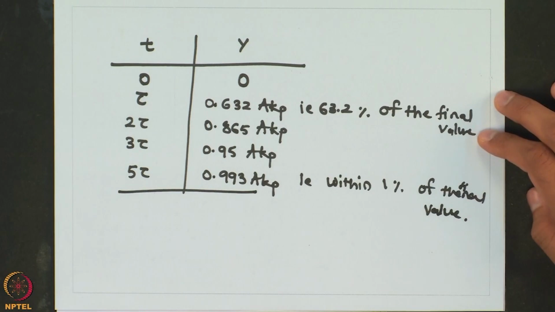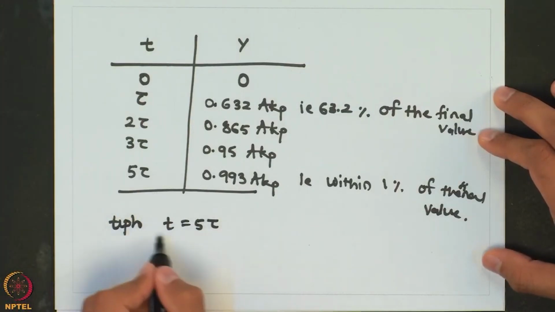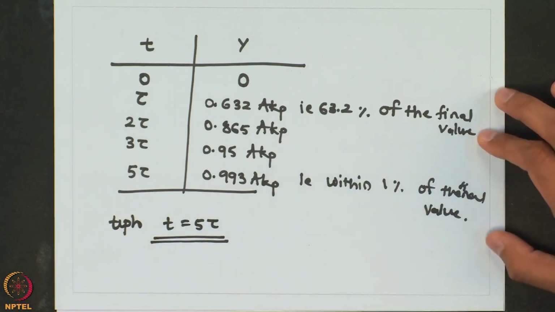So, for all practical purposes, that is almost equivalent to considering the final value. We do not need to consider the response up to infinite time. We typically would consider the response up to t equal to 5 tau, which tells you that the system has reached the final value. So, the speed of response of a first order system is directly tied to this time constant tau. If tau is small, then correspondingly 5 tau will also be small, and the system will reach its final value at a faster rate compared to a system which has higher tau.